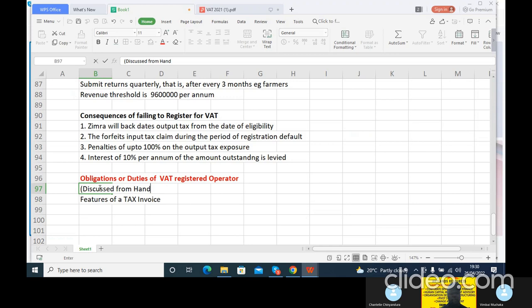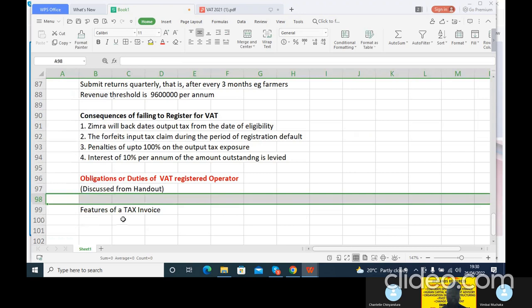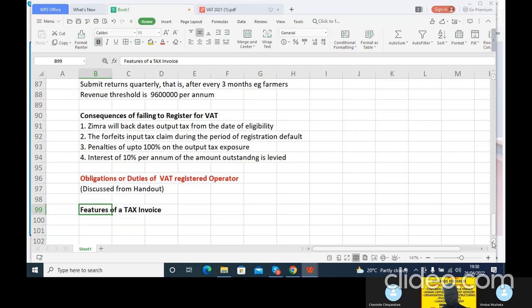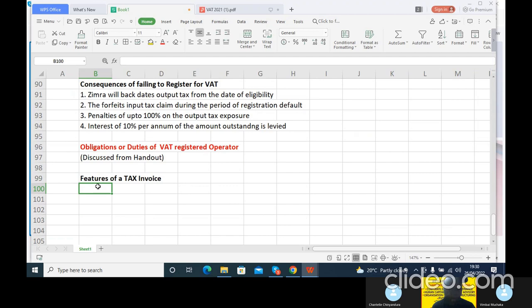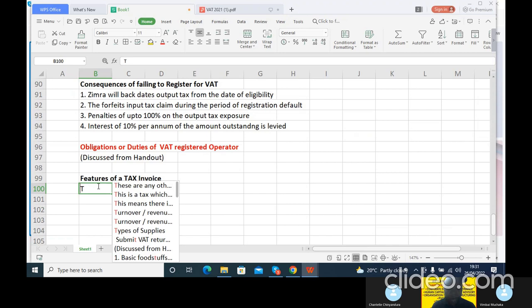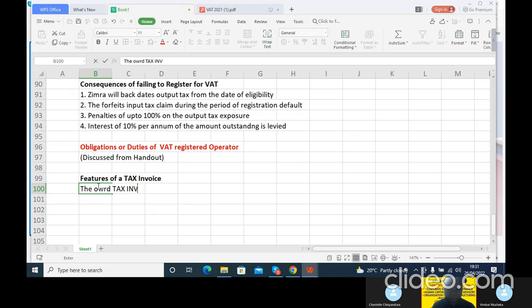Now, what are the features of a tax invoice? How do you know that I have issued a tax invoice rather than an ordinary invoice? So there are features of a tax invoice, like number one, the words tax invoice. The tax invoice must be written in a prominent place.